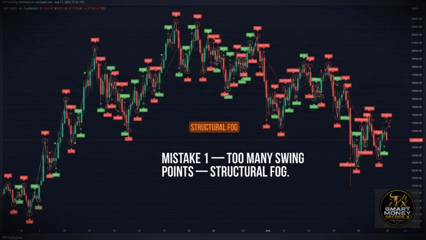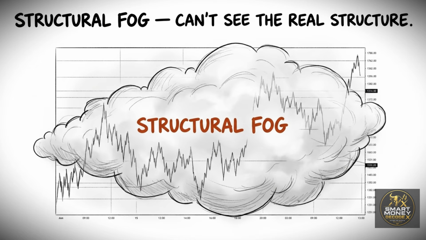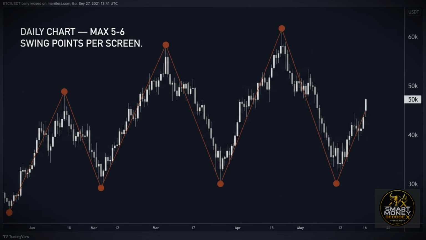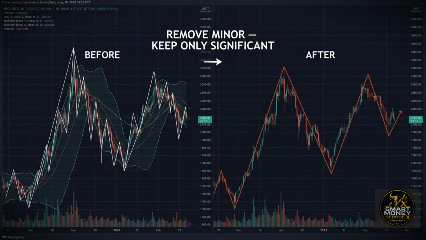The first mistake is marking too many swing points. This is the most common mistake, and it creates what I call structural fog. When you have 20 swing points on a 4-hour chart that spans 2 weeks of trading, the chart becomes unreadable. You cannot determine structure because every minor fluctuation is labeled as a significant swing. The rule is ruthless simplification. If you look at your chart and you see more than 5 or 6 swing points on a screen's worth of data on the daily chart, you are marking too many. Remove the ones with fewer candles on each side and keep only the most significant.